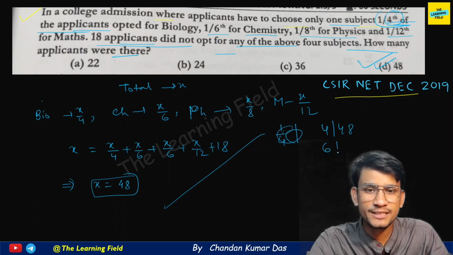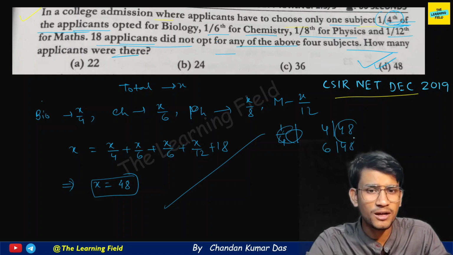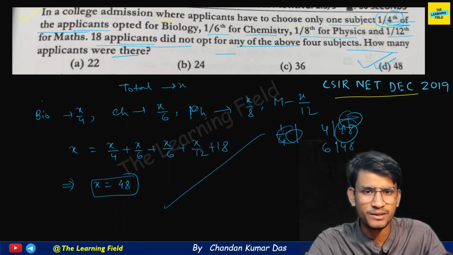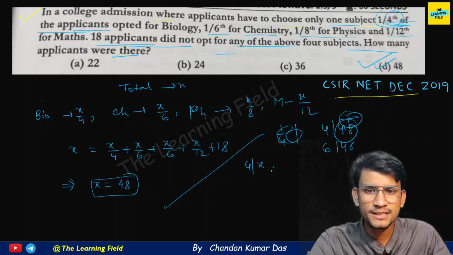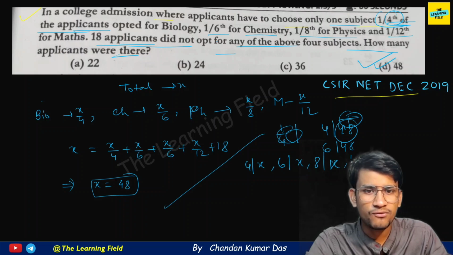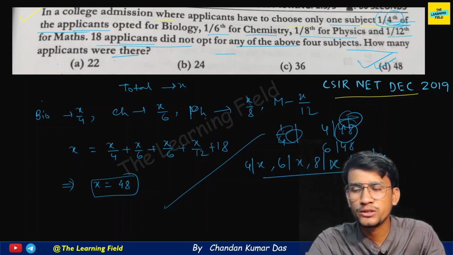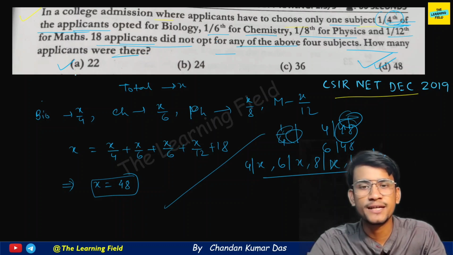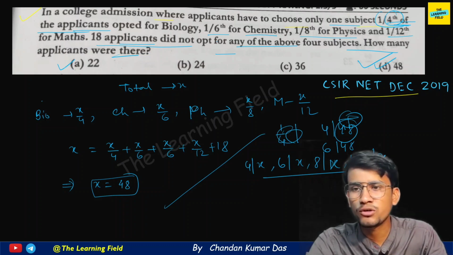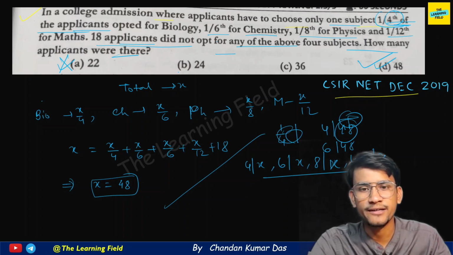Similarly, 6 also divides 48, which is the total number of applications. Suppose this is the total number of applications, so 4 divides x, 6 divides x, 8 divides x, and 48 also divides x. So we can take the answer. If we choose the options one by one, then we can get it easily. Here, 22: 4 does not divide 22, so this is discarded.